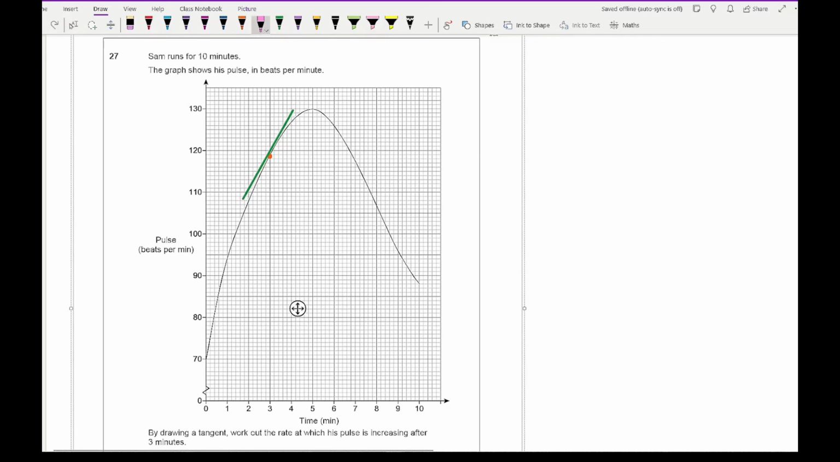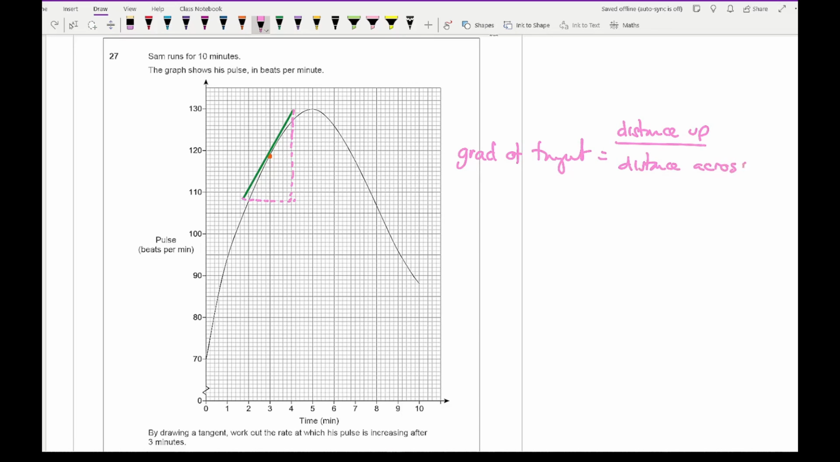Now with this, what you then need to do is convert this into a right angle triangle, and what you want to do is work out the gradient of the tangent. Now to work that out, it's basically the distance up divided by the distance across. Now looking at the distance up, one little square equals 1, and going across, one little square equals 0.2 minutes.